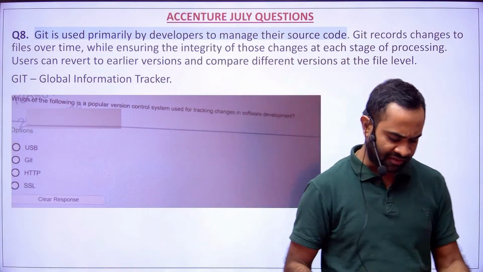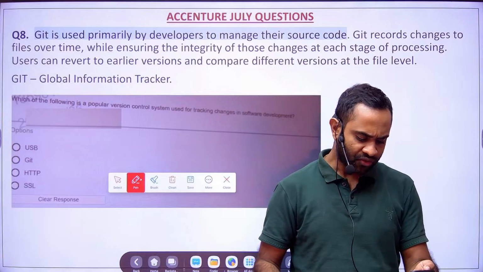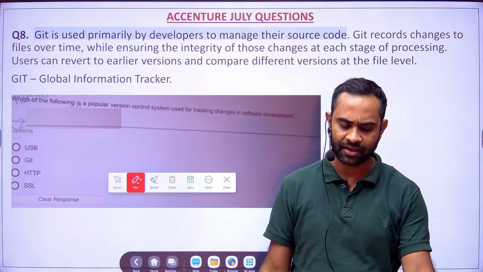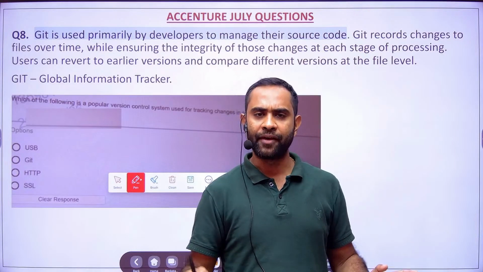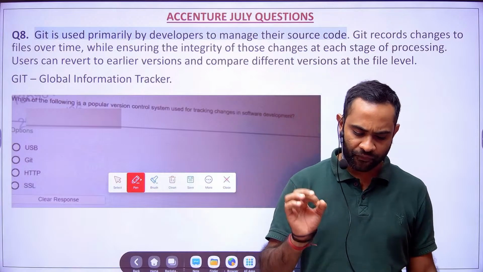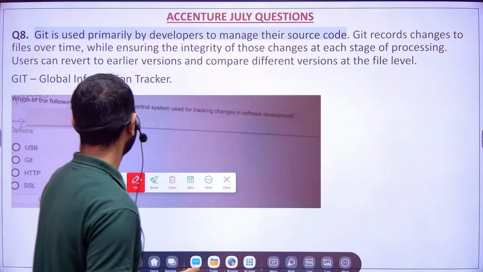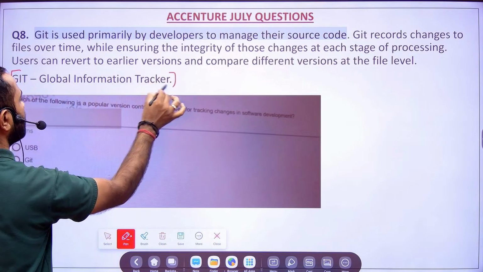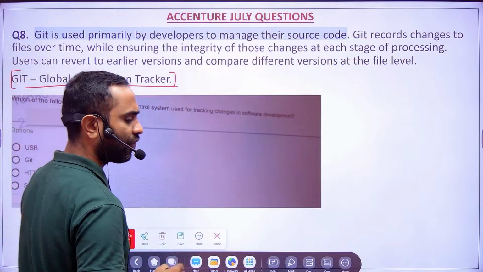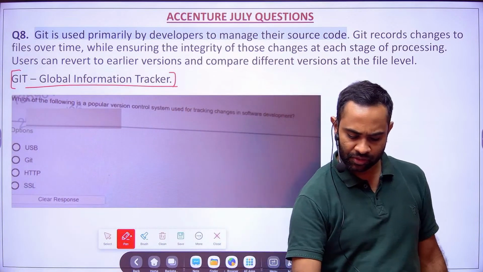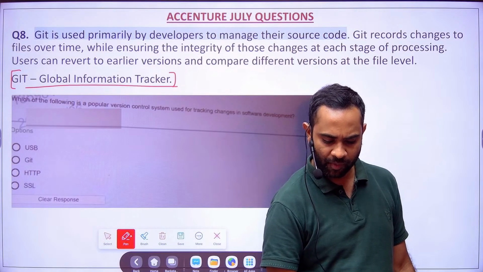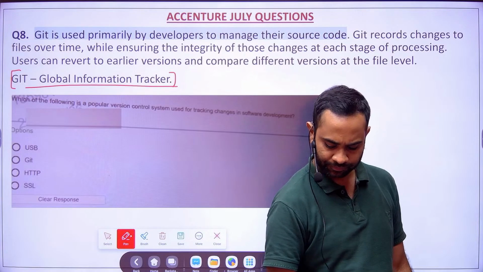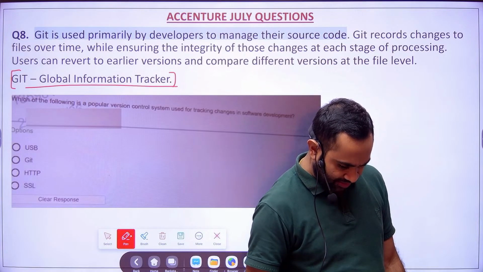So friends, if you're from software development or from software testing, it does not matter. If you're an engineering student also, everyone should know about Git. So the first thing, you should know what the full form of Git is. So Git is Global Information Tracker, right? If I am wrong, please correct me. So what is the full form of Git? Guys, please tell, okay?